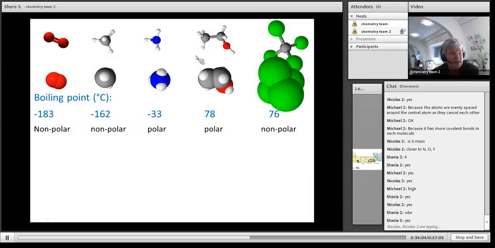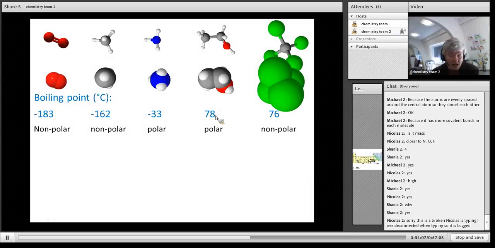So that's why it's got a relatively high boiling point, because... yeah, okay, Nicholas, Adobe's really starting to give problems, and I'm not quite sure why. So I have asked our IT department to look into it.